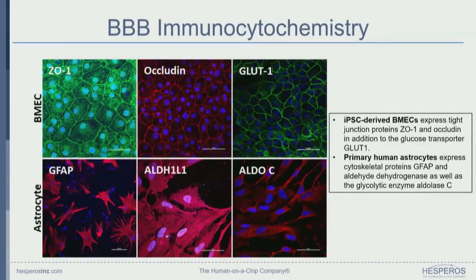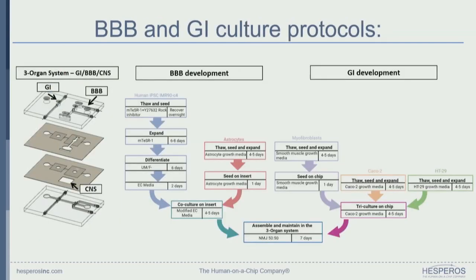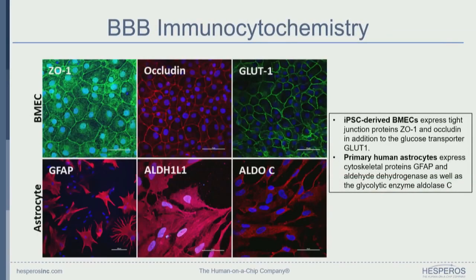Again, these are the protocols that we use for the BBB and GI currently. But moving on to what those systems look like. Here's the BBB immunocytochemistry as done on the cover slips before they go on into the system. So what you see on the top here are ZO-1 and claudin, which are markers for the tight junctions themselves. What you see in the right is GLUT1, which is a marker for the glucose transport, the active transport, which is also located in the barrier junction.